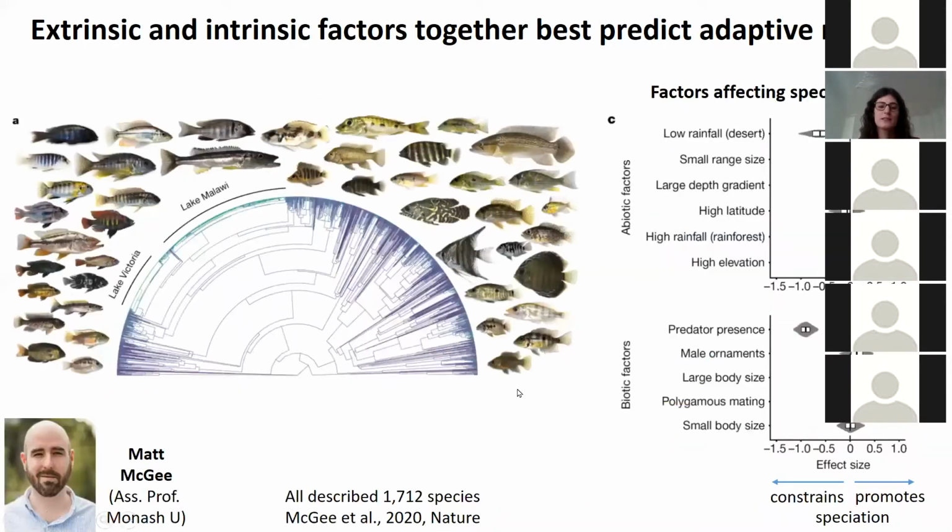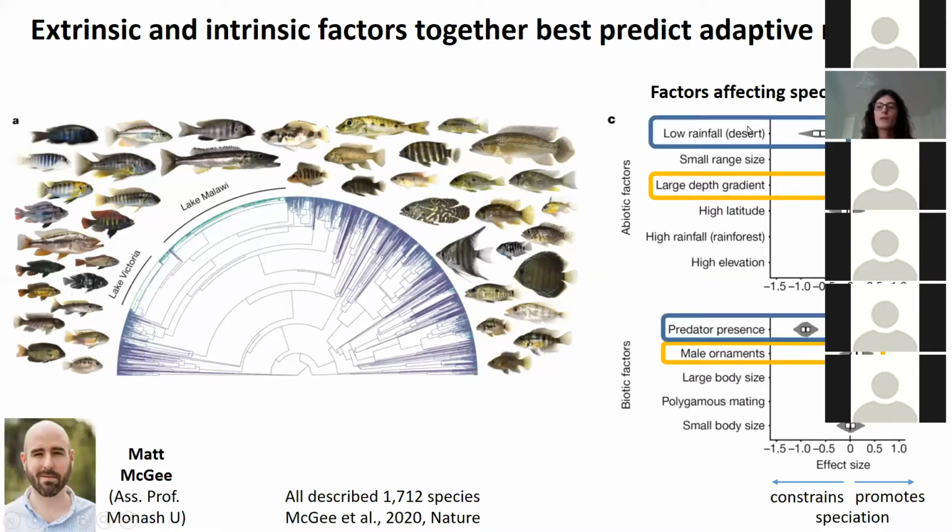Recently, we revisited this topic in a study led by Matt McKee, who was also a postdoc in Ole Seehausen's lab and is now an assistant professor at Monash University. He managed to make a phylogenetic tree of all 1,712 described species and used this approach to then study what factors affect speciation rates. And again, he found very similar factors, like a large depth gradient is a positive predictor of high speciation rate, or male ornaments, which relate to assortative mating. Whereas low rainfall and predator presence, two things that reduce ecological opportunity, are correlated with slower speciation rates.